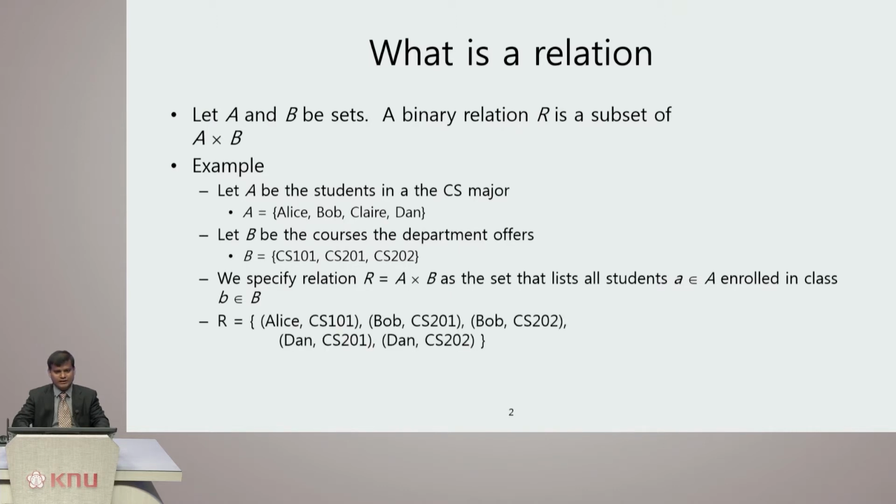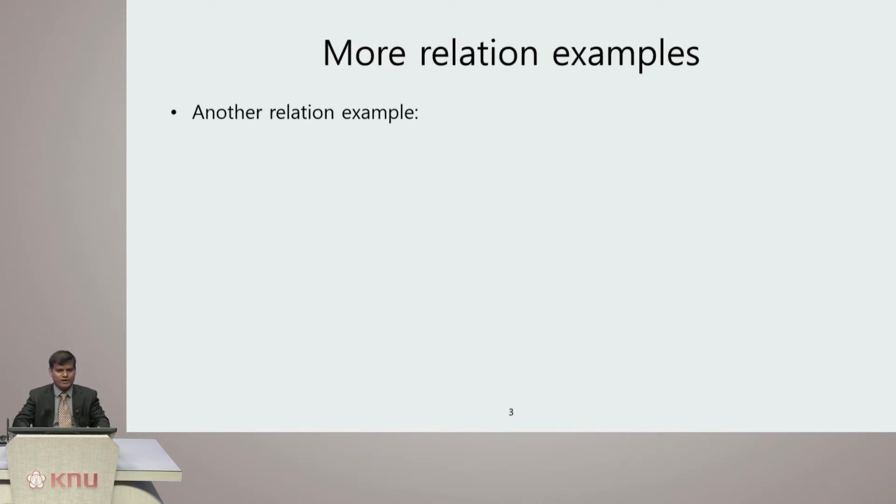So we can state it in another way, where we have the relation: Alice, CS 101; Bob, CS 201; Bob, CS 202; Dan, CS 201; Dan, CS 202. So as you can see, Alice, Bob, and Dan are related to the other set, which has the courses. In other words, Alice is taking the course CS 101. Let's put it another way, how to represent the same relationship.